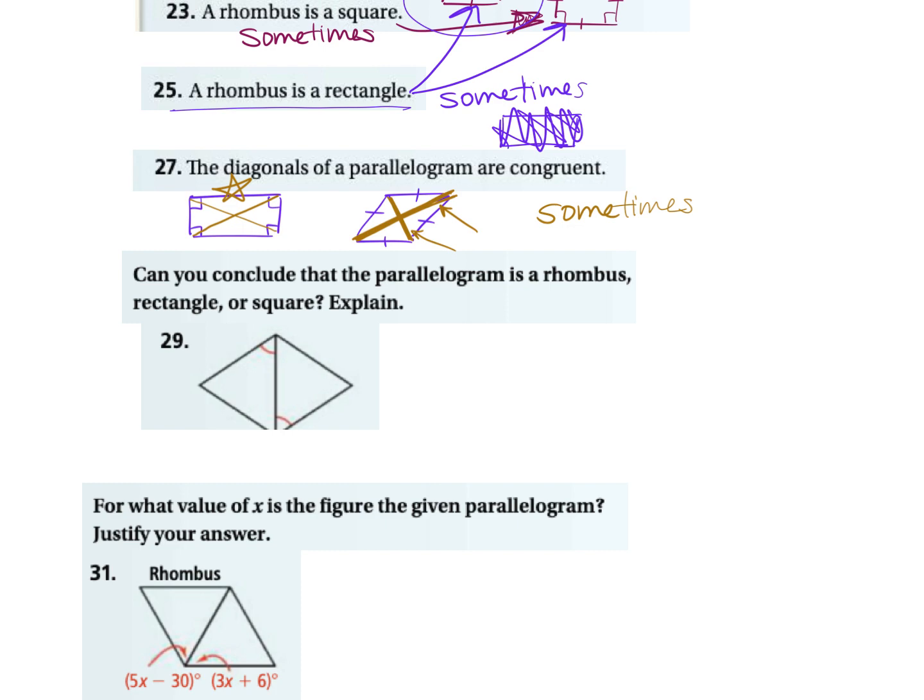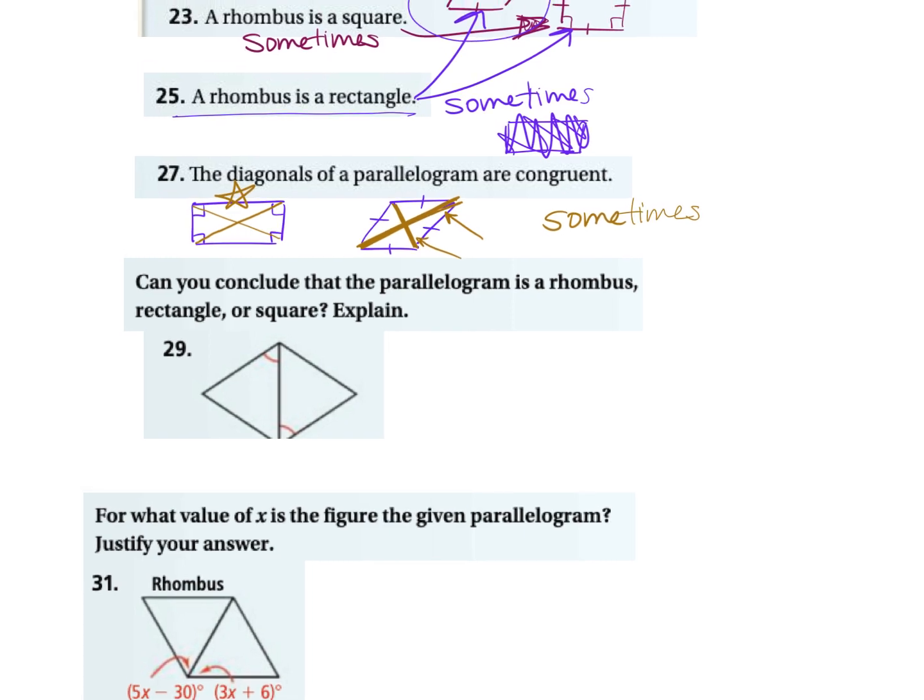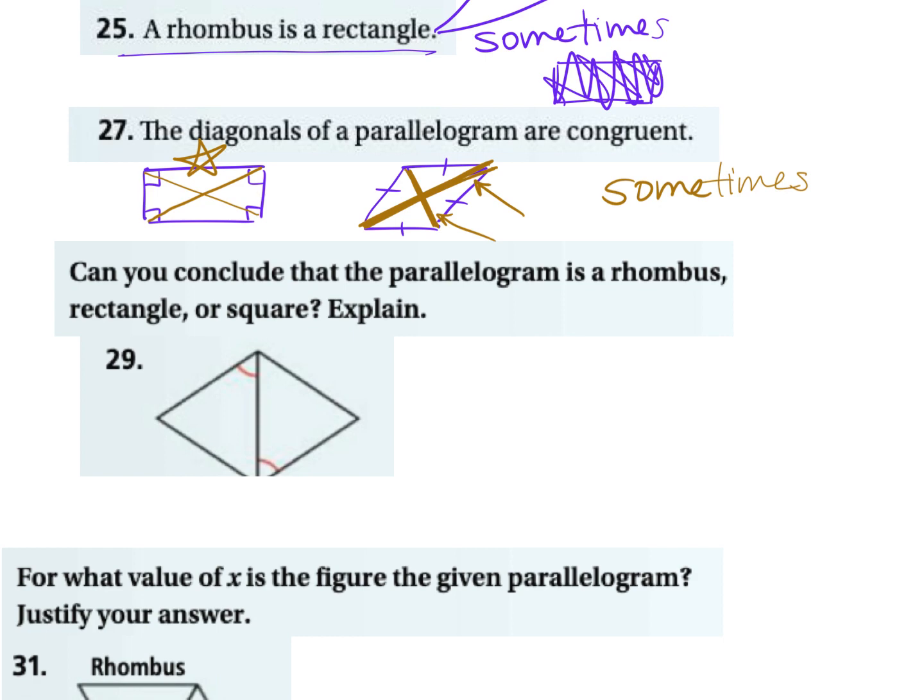Okay, this one says, can you conclude this is a rhombus, rectangle, or square? It's neither one. We don't have enough information. If they told us that both pieces were equal on both sides of that diagonal, those markings would make it a rhombus. On a test, if you got halfway there, it would count as enough.